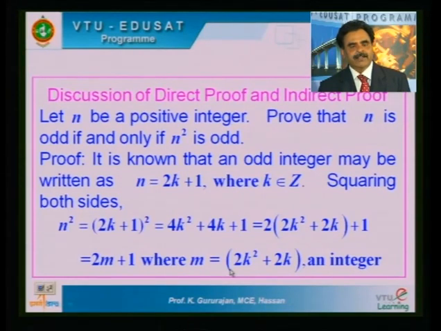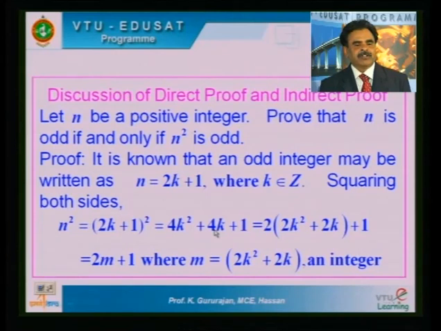2k square plus 2k, which is again an integer because k is an integer, k square is an integer, 2 times k and 2 times k square are integers, and we know that the sum of two integers is an integer. So therefore, we have found that n square can also be written as 2m plus 1 for some integer m, which proves that n square is an odd number.